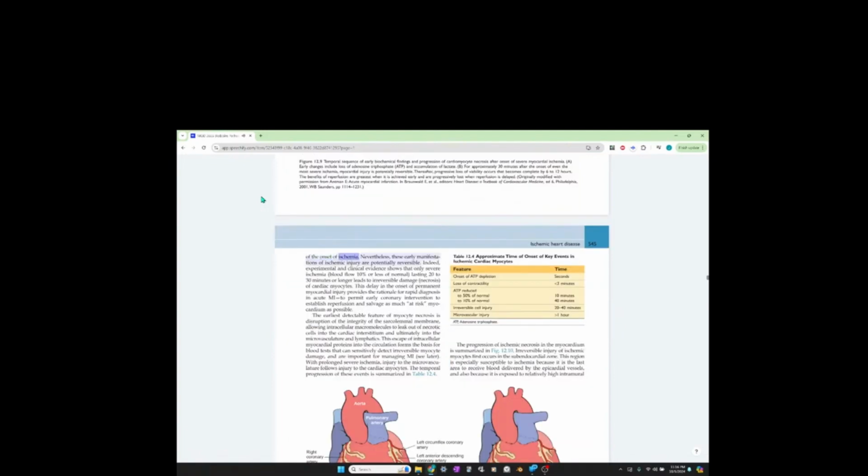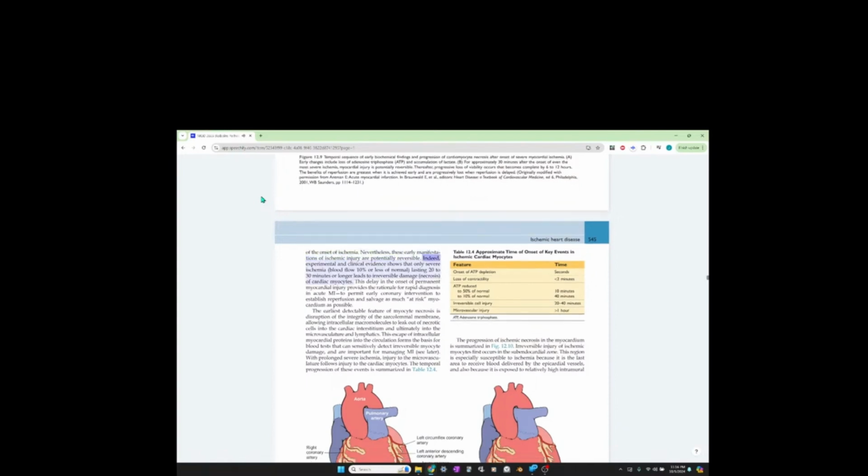Thereafter, progressive loss of viability occurs that becomes complete by 6 to 12 hours. The benefits of reperfusion are greatest when it is achieved early and are progressively lost when reperfusion is delayed from the onset of ischemia. Nevertheless, these early manifestations of ischemic injury are potentially reversible.